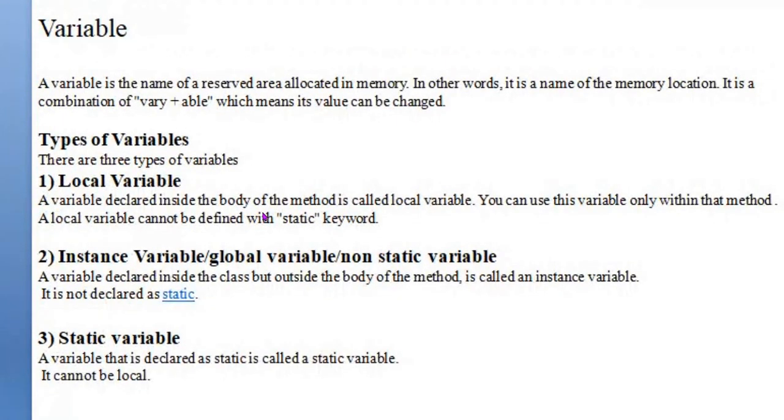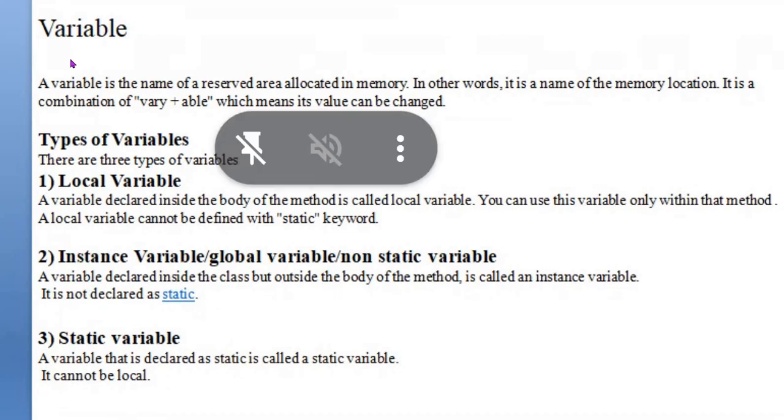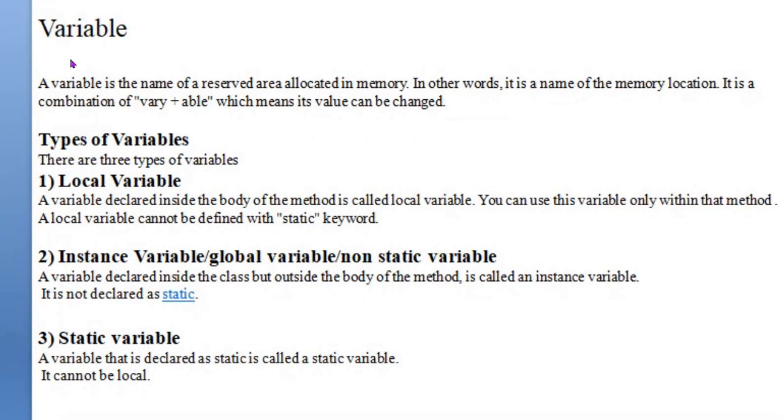So variables in Java, as the name suggests, means the value can be changed. There are three types of variable in Java. First is local variable. Local variable means whose scope is limited within the block only, and we cannot declare it with the static keyword. Then there is an instance variable, which is also called a global variable or the non-static variable.